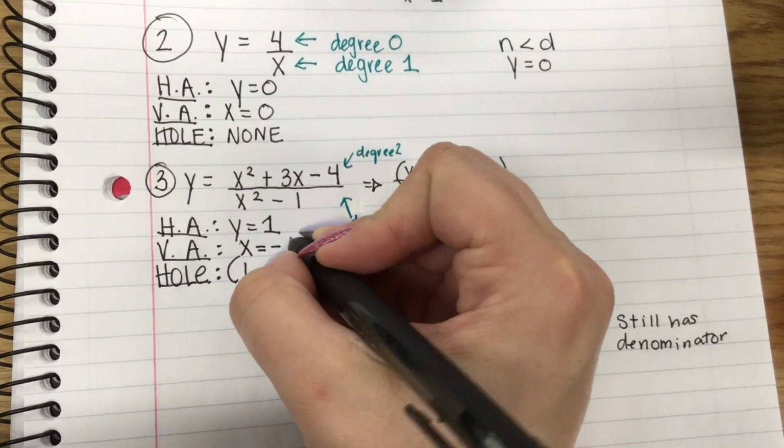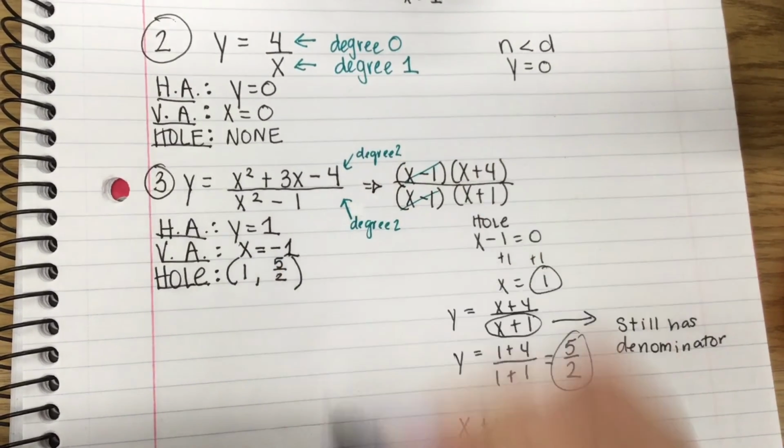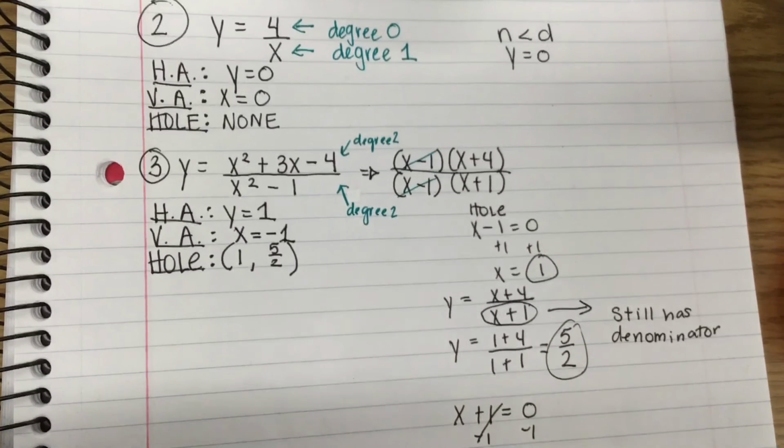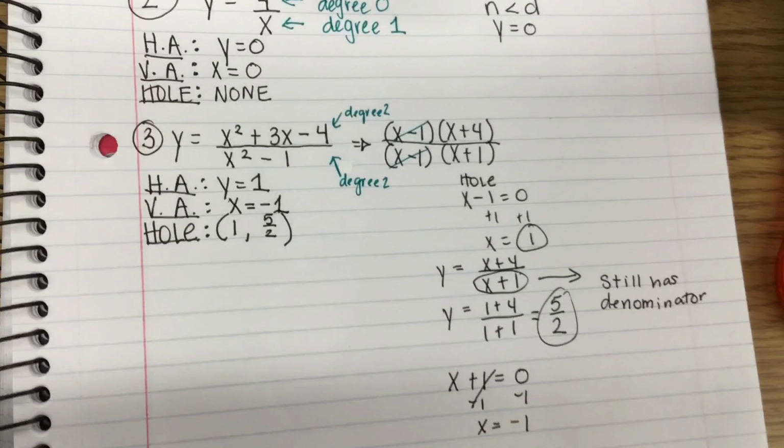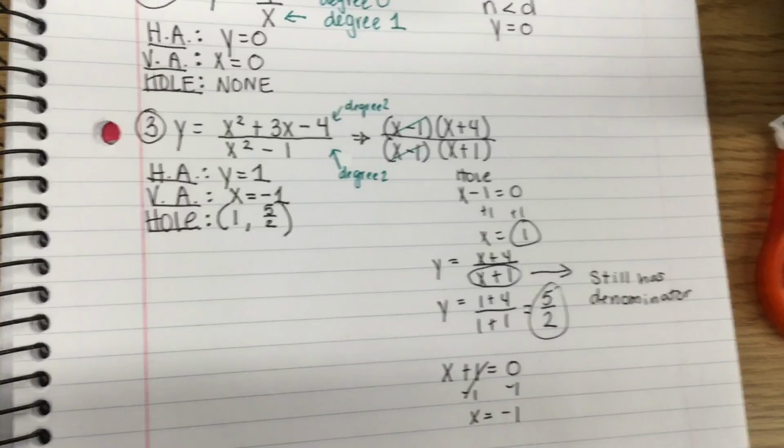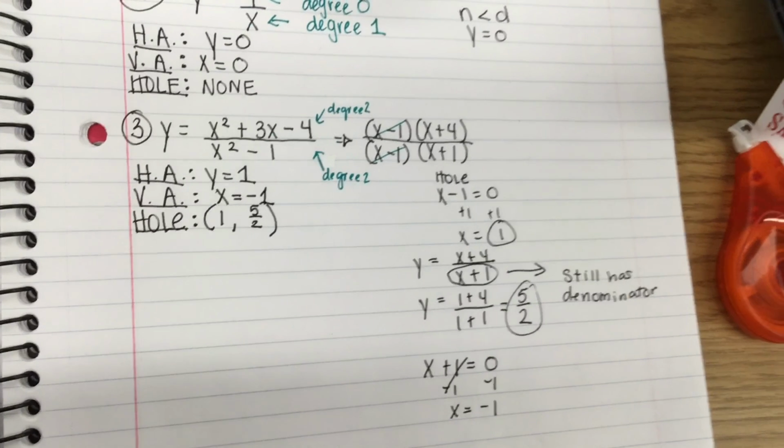That's it for today. Keep practicing. If you can teach somebody how to find the horizontal or vertical asymptote or hole, then that's how you know it. Have a great time practicing.